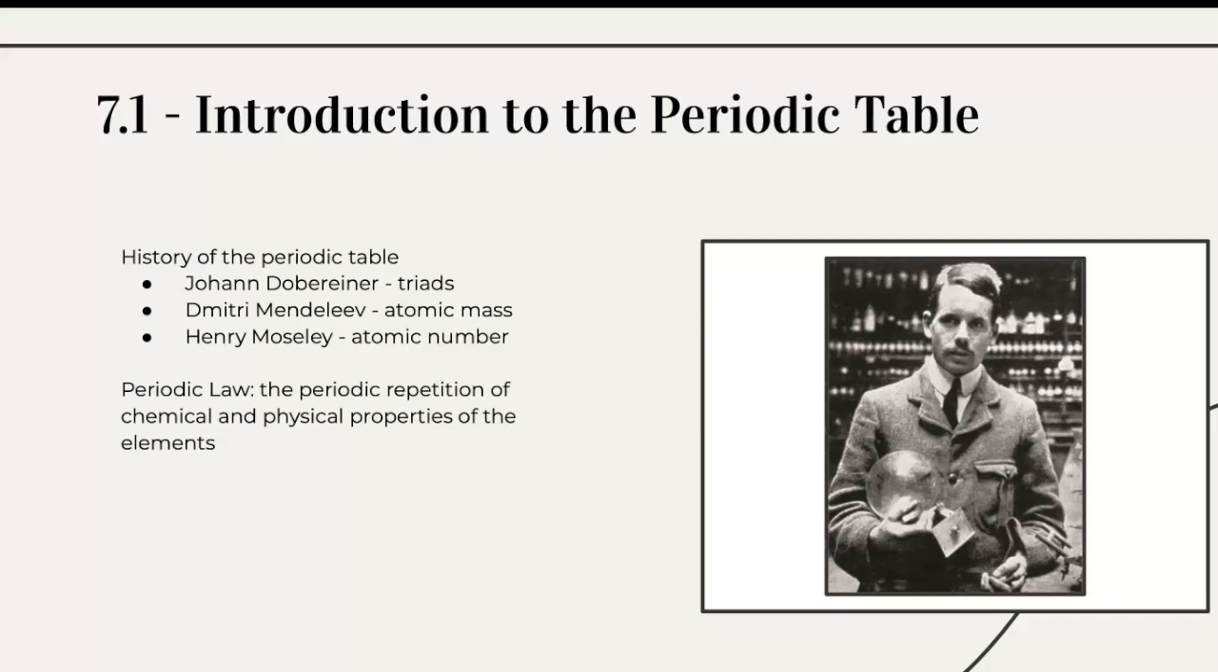And then he stated that there was a connection between atomic mass and the properties of the elements, which is fair, but really what he was saying was that there was a connection due to the valence electrons, which I'll get to later. Then Henry Moseley came along and arranged elements by increasing atomic number, which is the current periodic table we see today, and provides for the periodic law, which is the periodic repetition of chemical and physical properties of the elements. And here I have a picture of Henry Moseley, whom we credit with the current periodic table today.